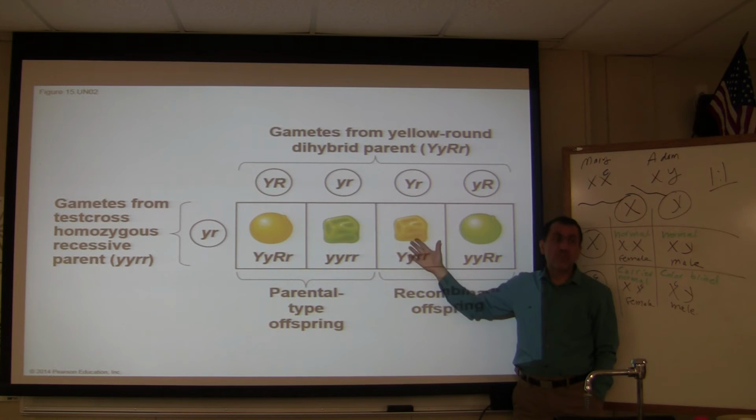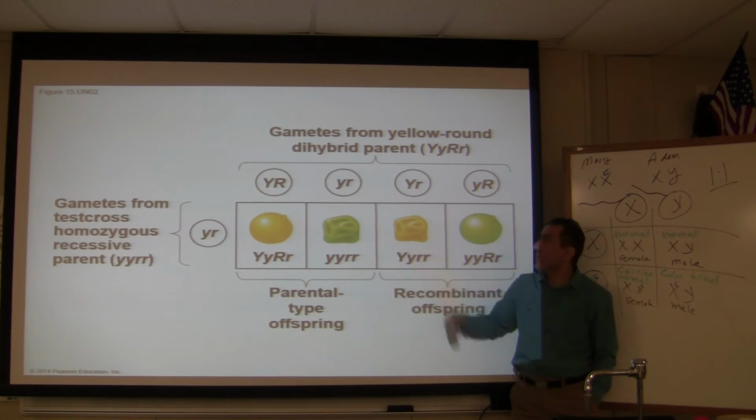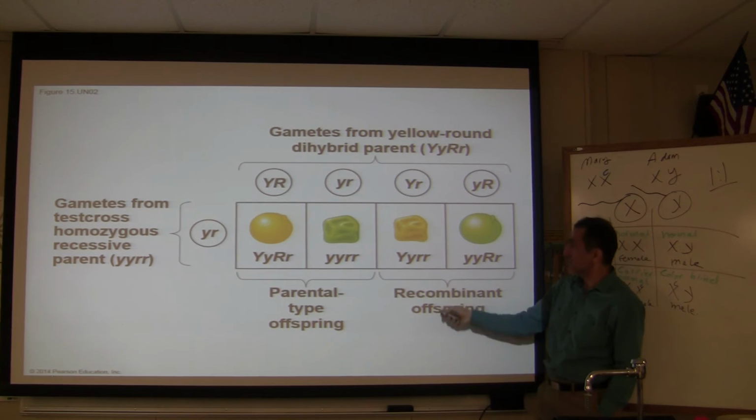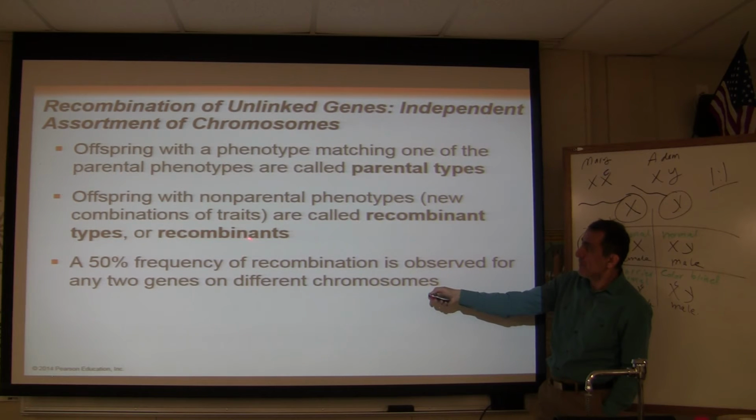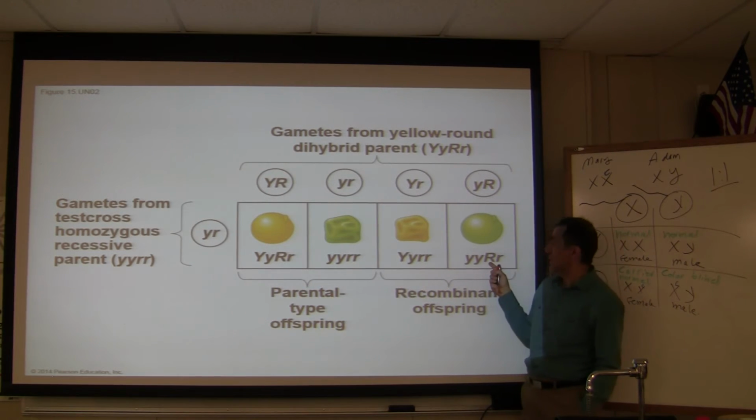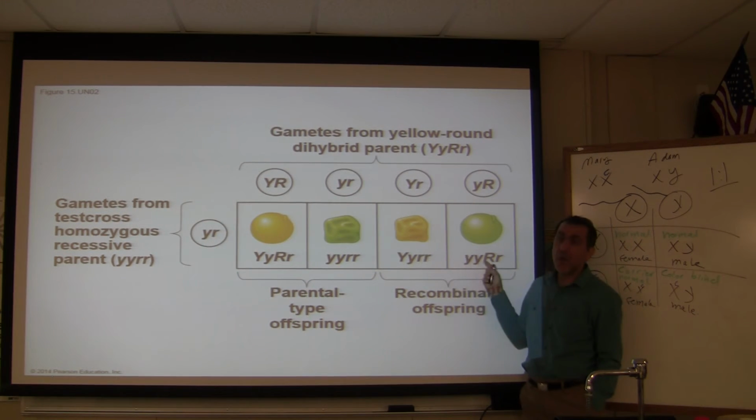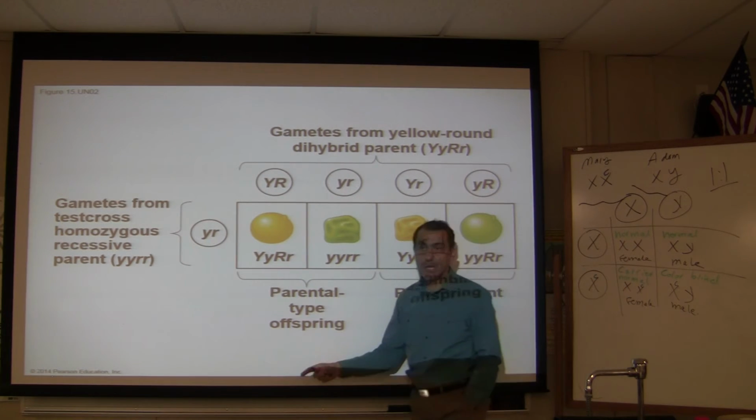That's what this is called, a recombinant. This is called the recombinant chromosome. It's the same as the last one, the recombinant offspring. Right here, recombinants. That's what these are. How about that one? Does this one look like any of the parents? No. So these two are recombinant. These are parental type offspring.